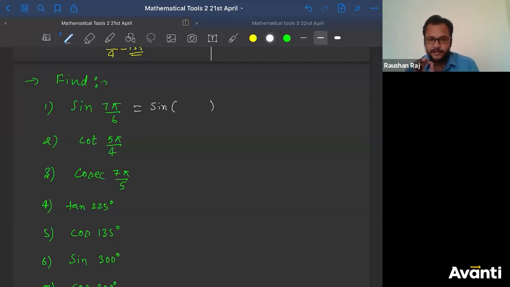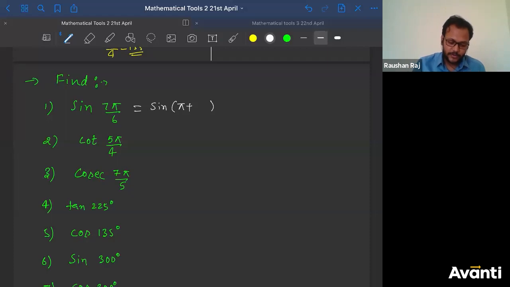Now tell me, this 7 pi by 6 is greater than pi or less than pi? Because it's 7 by 6, it's around it, no? So is this greater than pi or less than pi? Yes, greater than pi. Good. So this can be written as pi plus some angle, right? 21 is greater than 18, correct? So I can write 21 as 18 plus some value, and that value will be 3.